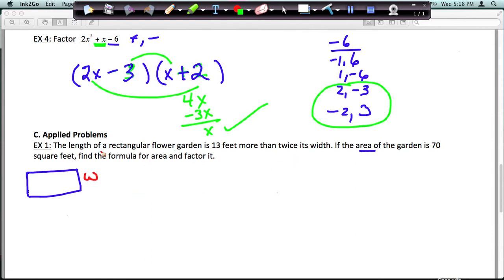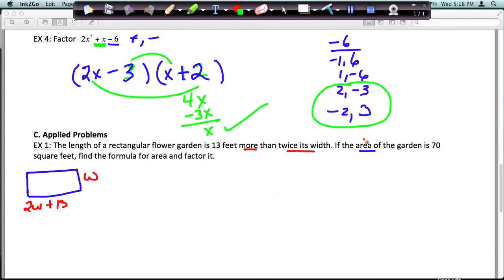And then it says the length is 13 feet more than twice. So twice its width means you're multiplying the width times 2. And then 13 feet more means you're adding 13 to that. So that is the length. So I have the length and I have the width.